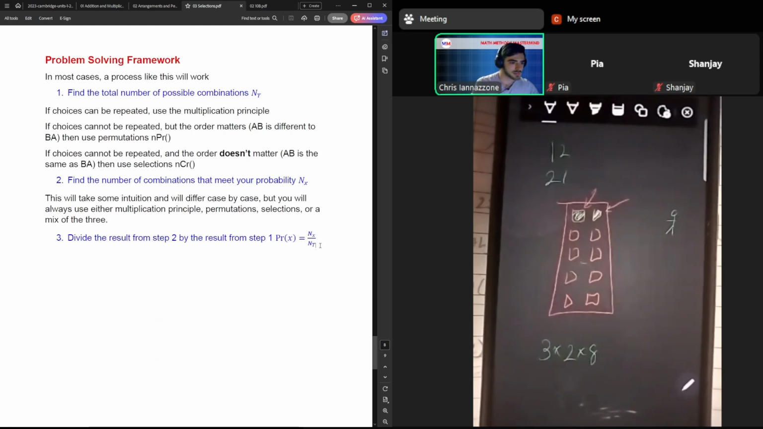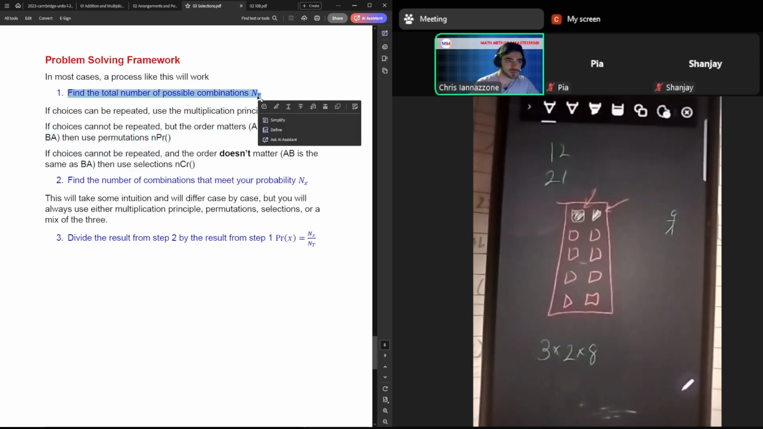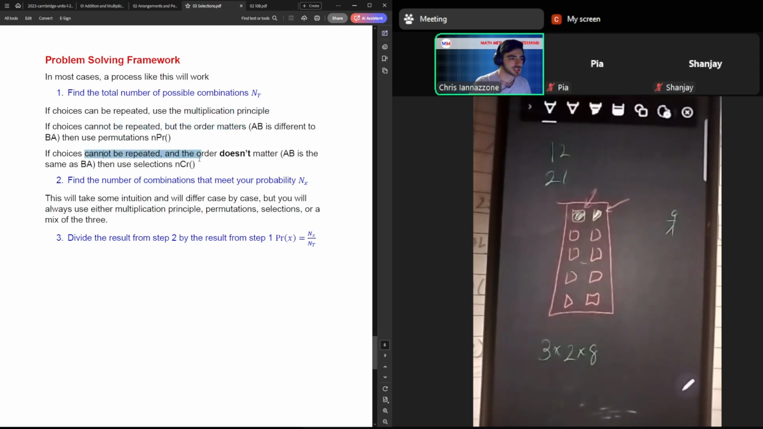I think this is just detailing more or less the same thing I mentioned earlier, except this is taking a step back: how do we handle the questions in total, rather than just which combination method to use. So what I mentioned earlier at the beginning, the method you use, that's step 1. You want to identify what method you're using to solve the total number of possible combinations in your scenario. So again, that'll either be multiplication principle, permutations, or selections. That's giving you n(T). From there, you need to know your n(X), right? You want to know how many selections or combinations meet your particular probability.